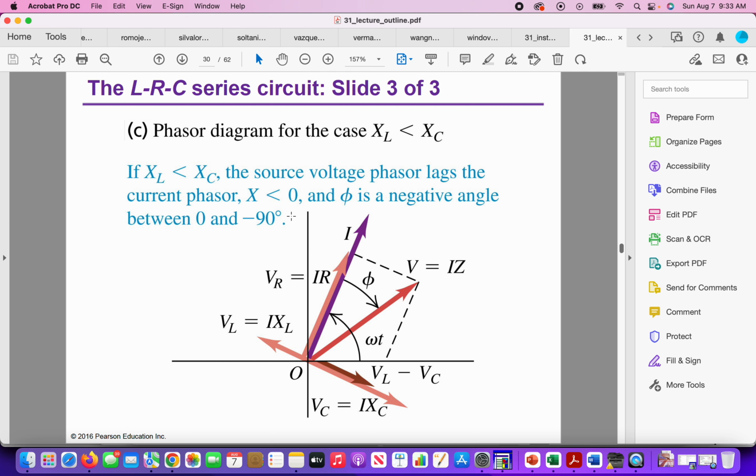This is the case when we have XL less than XC. The source voltage phasor lags the current phasor, and X is less than 0 and phi is a negative angle between 0 and negative 90.